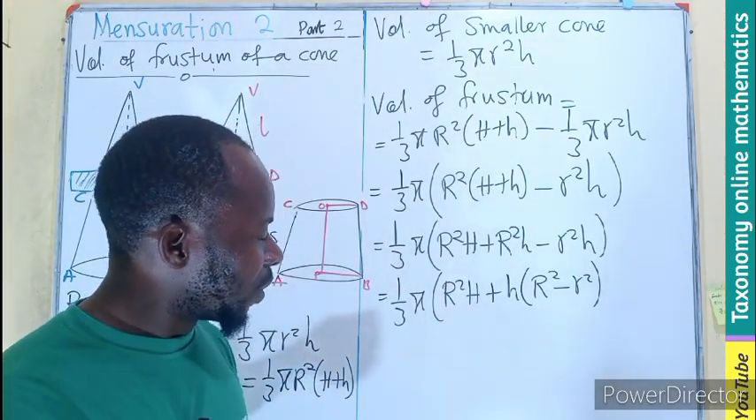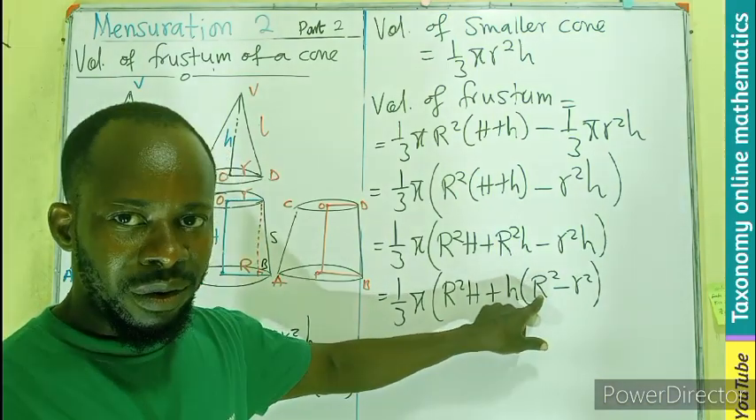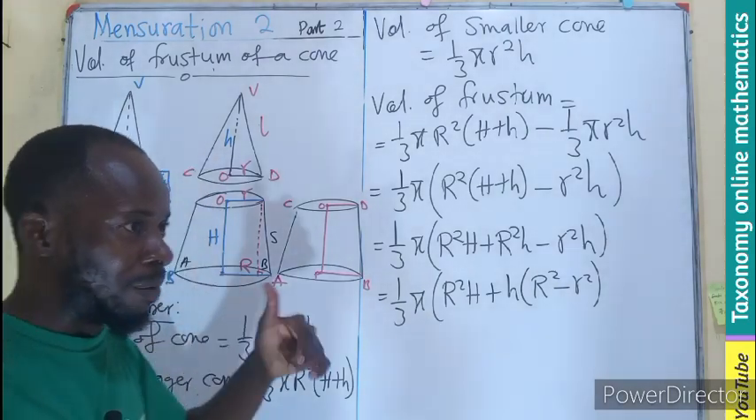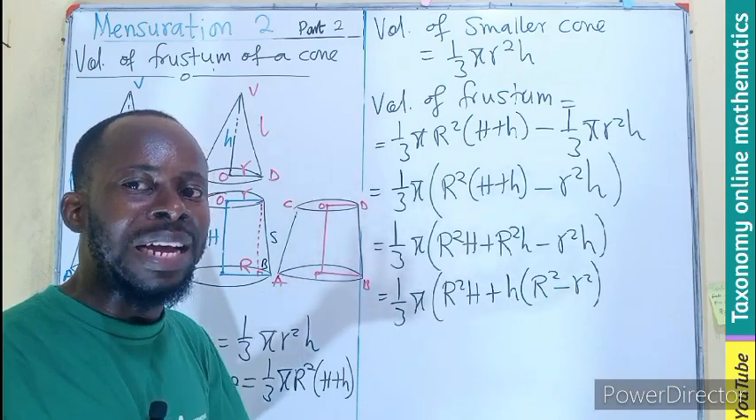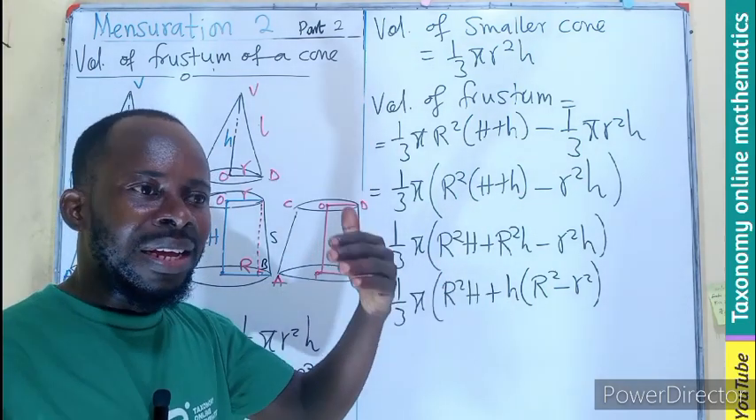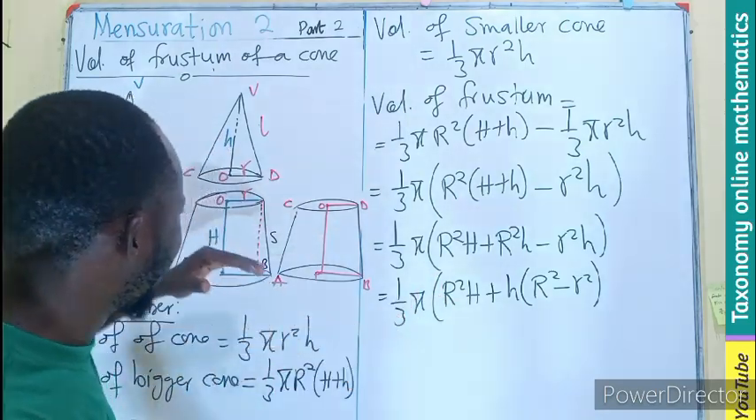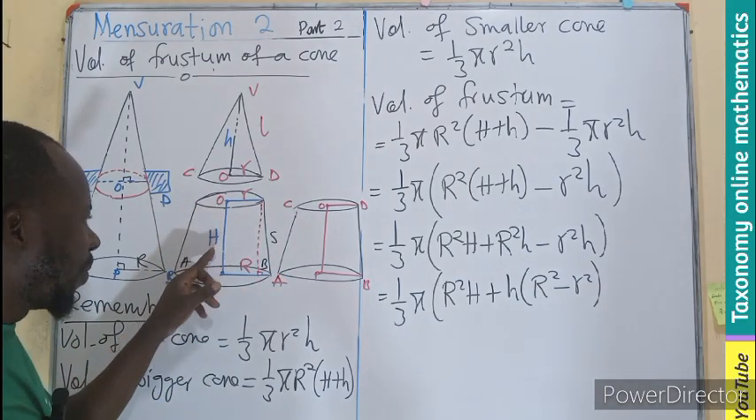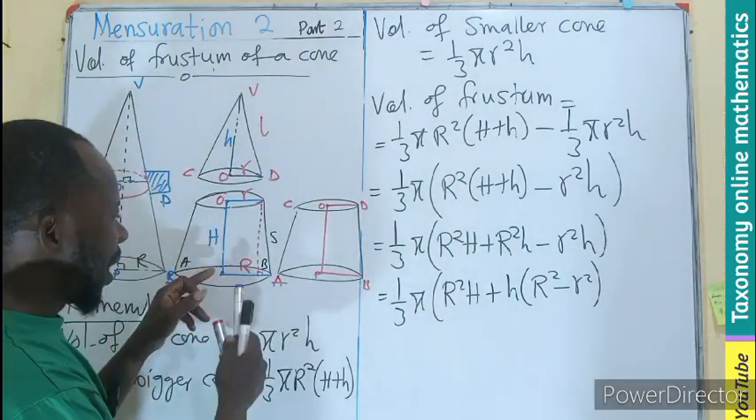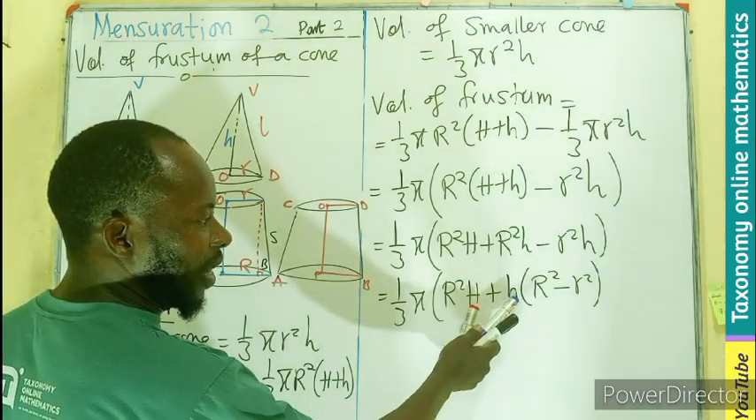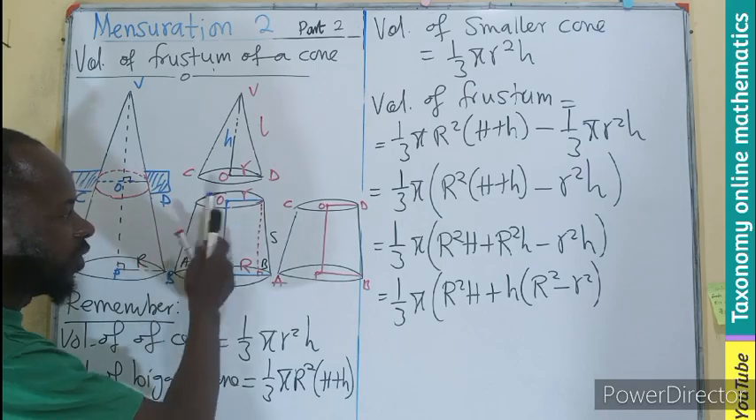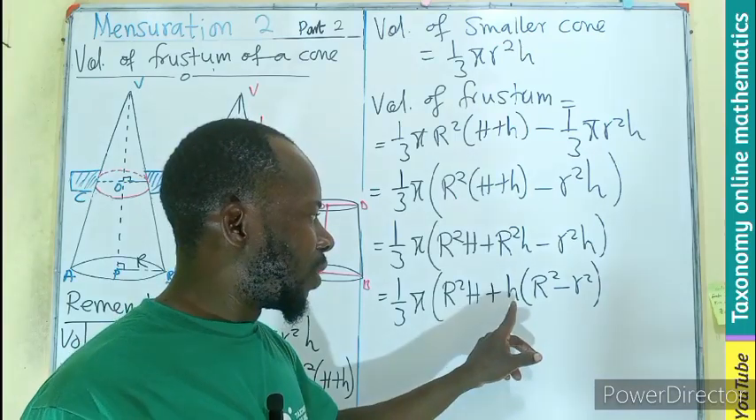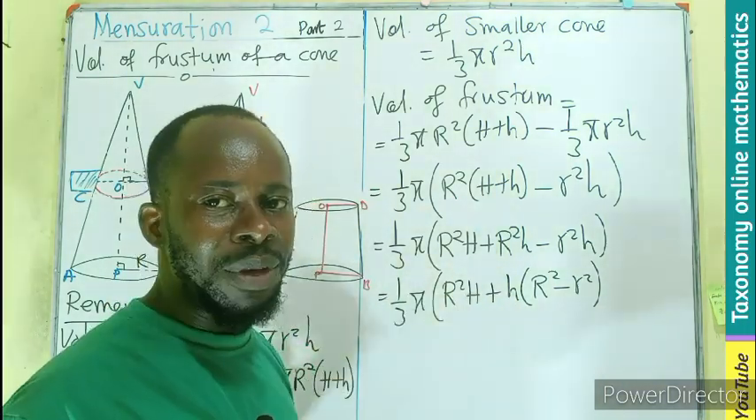If you check carefully, you will see that the capital R will be part of the truncated cone. You get it? I remember we mentioned that the truncated cone could be a bucket. It could be a table lamp. So if it is given to you directly as a bucket, we need to know the parts of it. And what are the parts? We know capital H, we can use it. Capital R, we can use it. Then the only thing that we are not having here that will help us find the volume is the small h. So we need to find what the small h will be before we can be able to proceed.